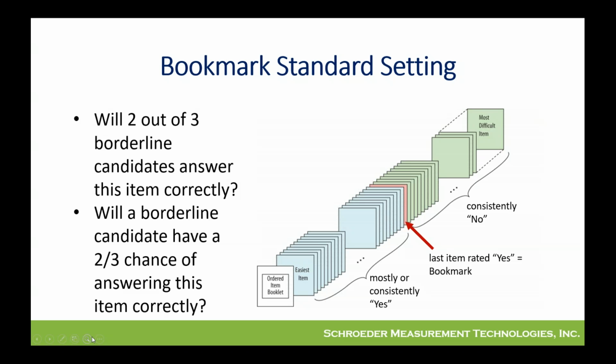By setting the cut score based on the performance of borderline candidates, those who are competent and qualified will pass the exam, while those who are not competent and qualified will fail the exam.